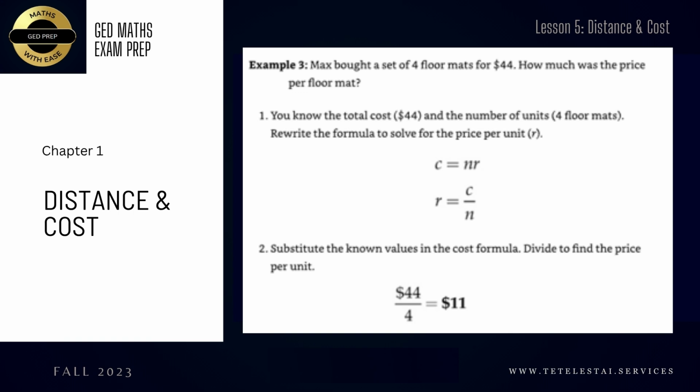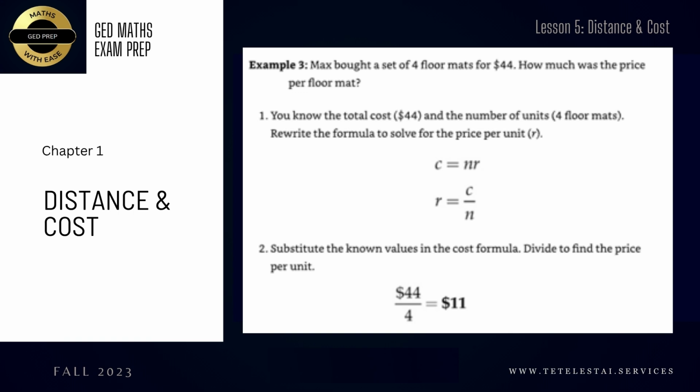Excuse me, we're dividing both sides by N, I'm really sorry. So N would cancel out N on this side, and you would end up with R equals C over N, okay? So again, we're dividing both sides by N. N would cancel out N on the right-hand side.